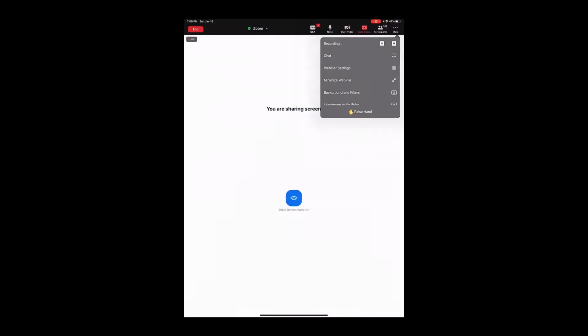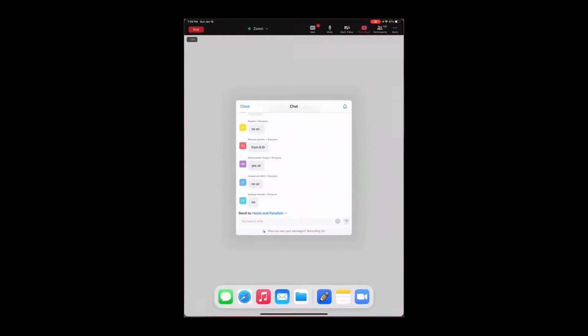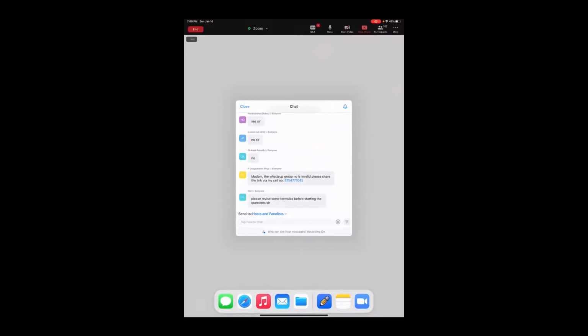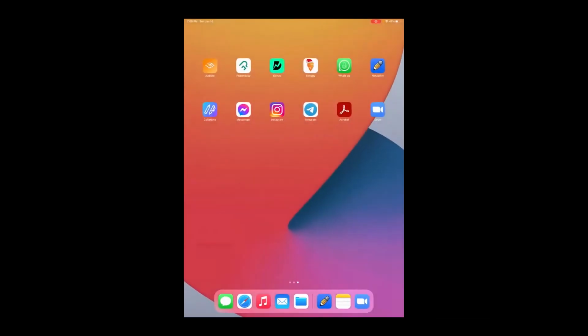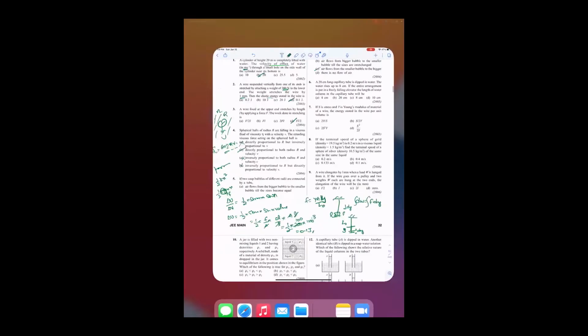Guys, when did this go to mute? Were you able to hear till now? From sixth question onwards, not audible. Oh, I'm so sorry, man. Okay. From sixth, we'll just go back. Okay, okay. This is only the sixth one, no? Right, right. So I'll just revise whatever I did. That was by mistake, I guess.